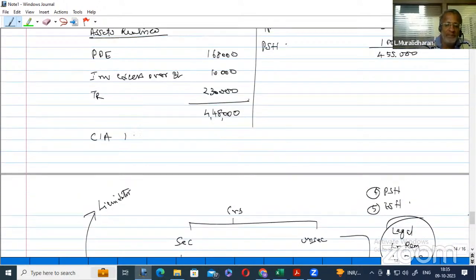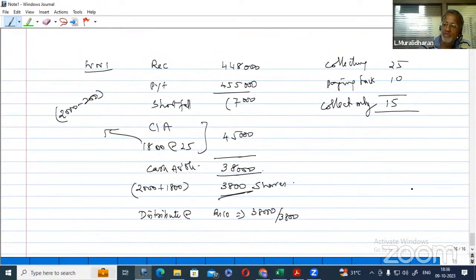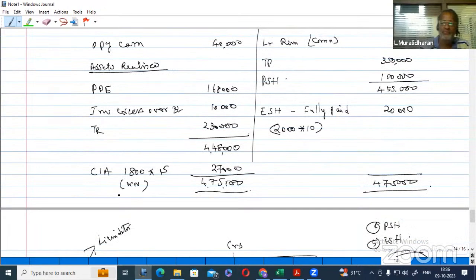So you can say calls in arrears 1,800 into 15. Correct? 1,800 into 15. How much does it come to? 27,000. It is 4,75,000 on the receipt side. And equity shareholders who were fully paid, how many of them? 2,000 of them I got to pay at the rate of 10. That is what we have said in our computation. Pay back 10. 20,000. This you make out as 4,75,000. This you can show as working out. Are you understanding?